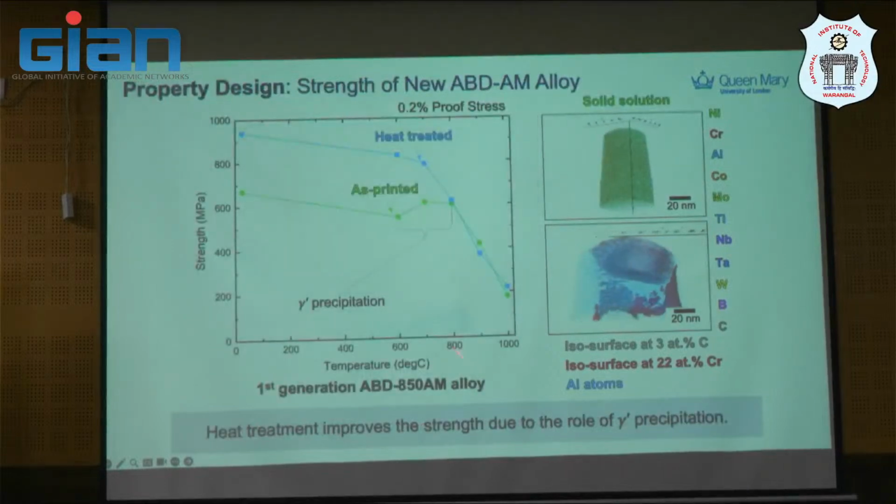But anyway, if you see the property of these two new generation alloys in as-printed and heat-treated condition, again it involved a lot of testing. You will see that in the as-printed condition, the strength can be recovered by heat treatment. This is an anomaly. The stress here is the typical shape of nickel-based superalloy stress at high temperature, but yeah, it's recovered back due to the gamma prime precipitation.